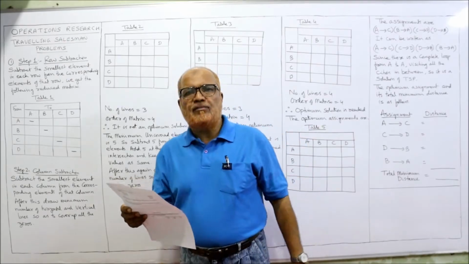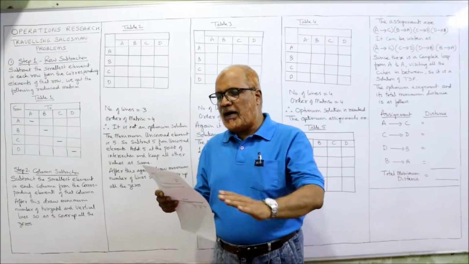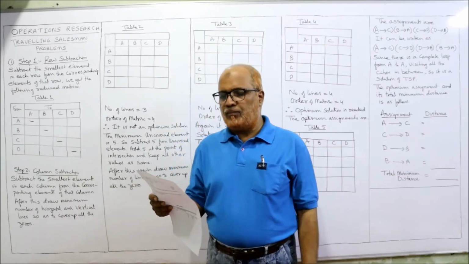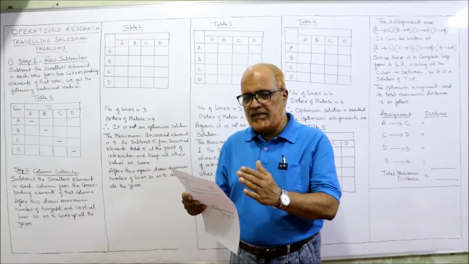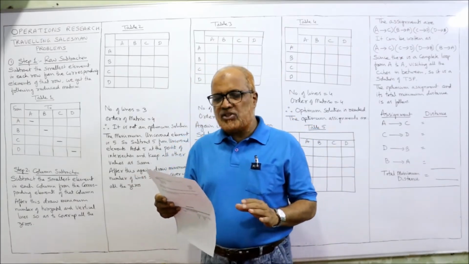Okay, I'm starting the first problem. A salesperson travels from one city to another city. The distances between pair of cities are given below. So here from, to, from city A, B, C, D to city A, B, C, D. The distance is how much is given?